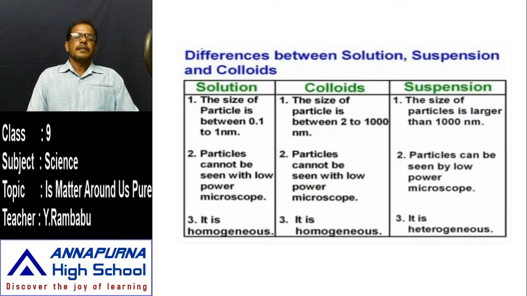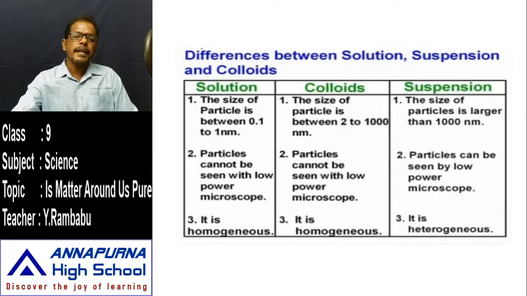Now let us revise the differences between solutions, colloids and suspensions. Solutions, what is a solution? It is a homogeneous mixture, and colloids and suspensions are heterogeneous mixtures. First, about size. If you compare the size of the particles in solutions, colloids and suspensions, in a solution the size of the particle is very small, that means less than 1 nanometer.